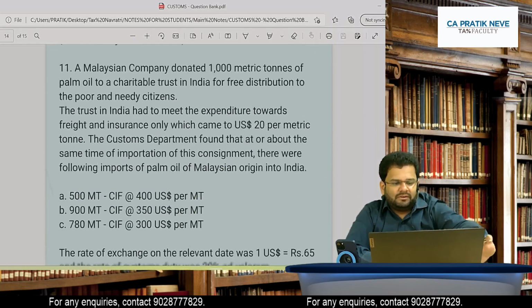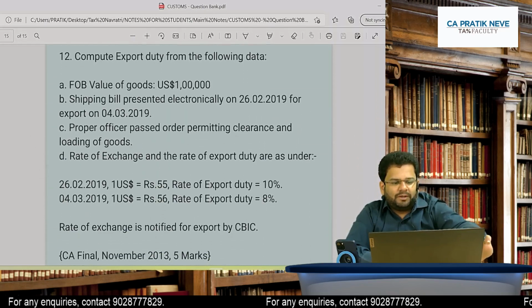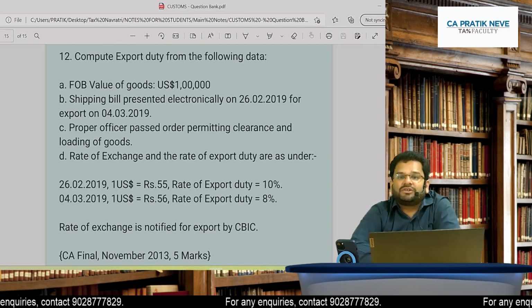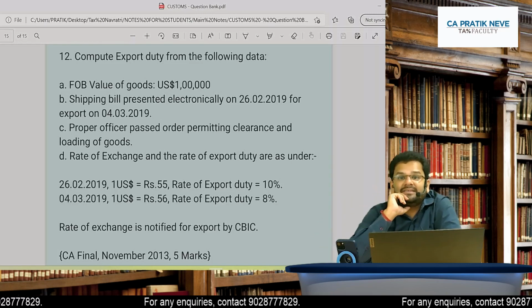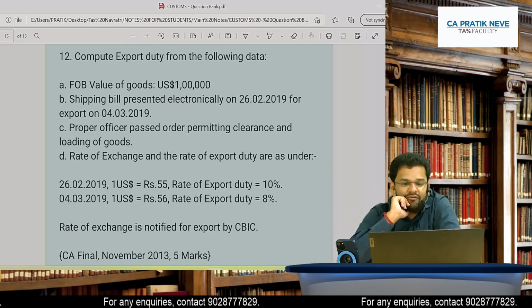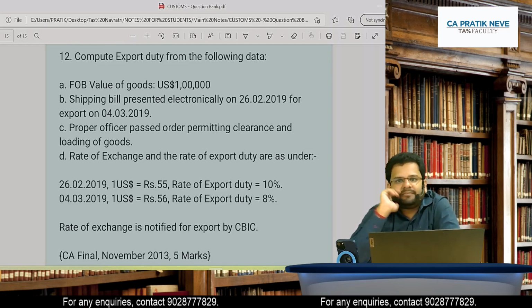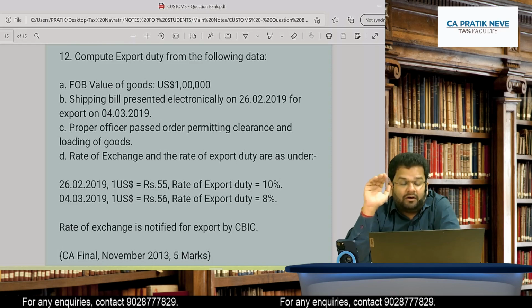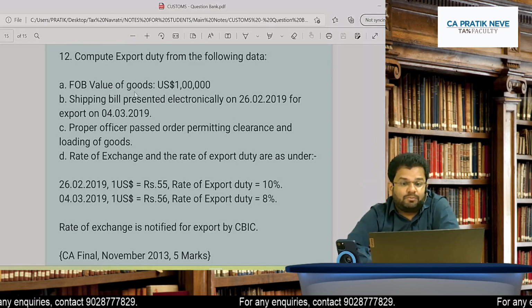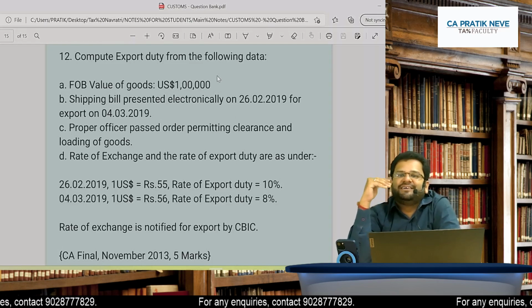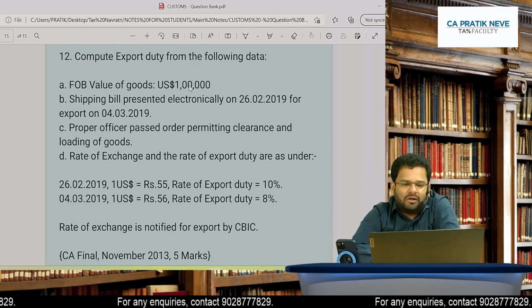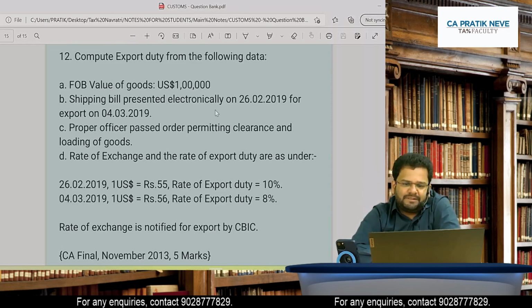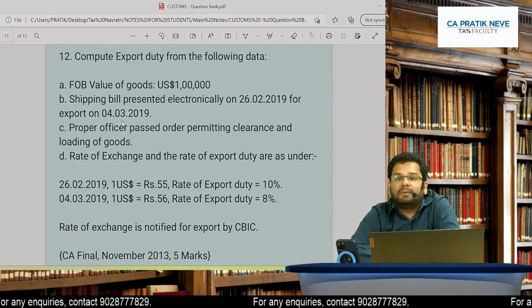Can you help me with the 12th question on page 15? See, this is a CA Final question of 5 marks. And yes, they do ask you such questions in the exam. FOB value of goods is $1 lakh. And the question is given here, compute export duty from the following data. So directly FOB becomes assessable value. So it's $1 lakh. Shipping bill is presented electronically on 26th Feb for export on 4th March.